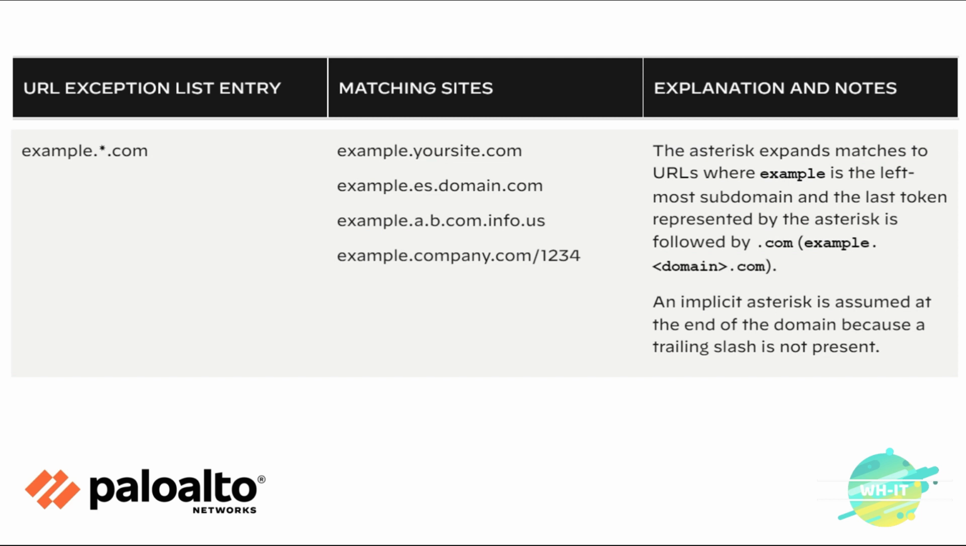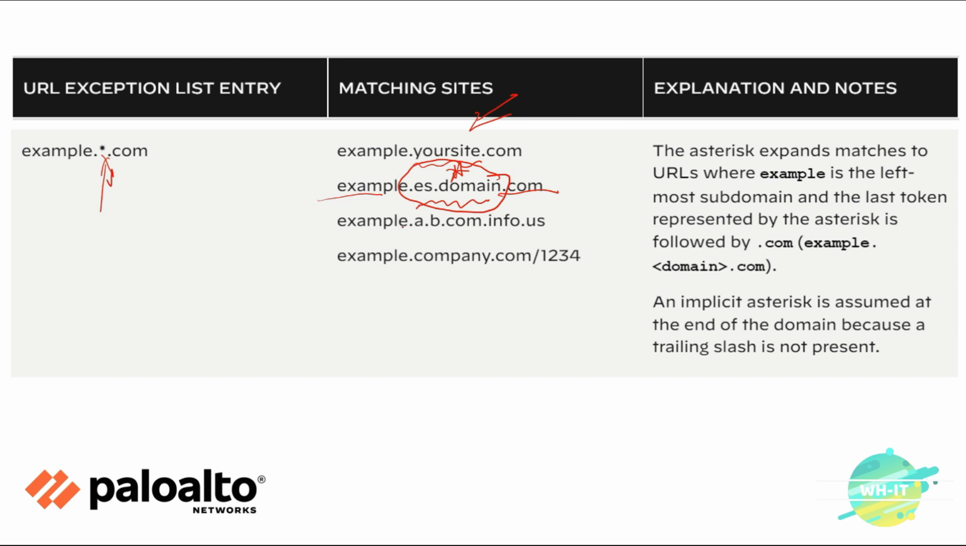Now the next one is if you have an asterisk between your domain and top level domain. What is your matching criteria going to be? It's going to match your website between this domain and the TLD. It can be like example.yoursite, or two dots can come, for example es.domain. Because this asterisk sits between your example and .com, it can be anything in between, because the asterisk says it can be anything between this example and .com.